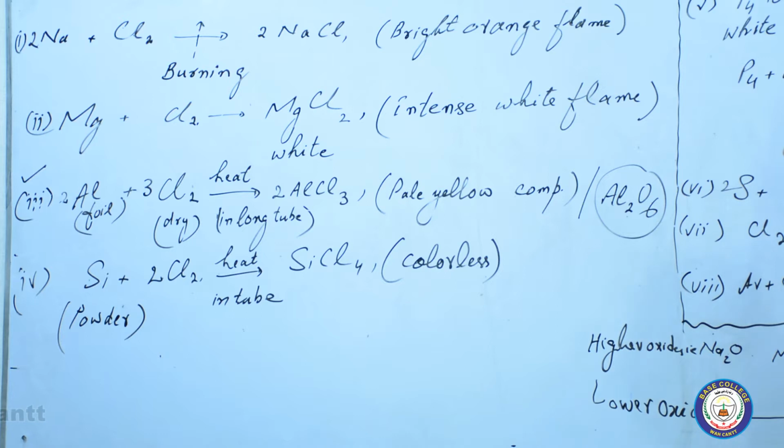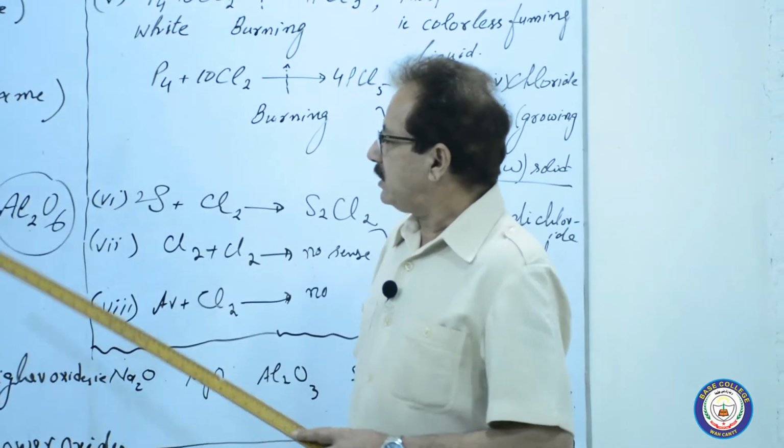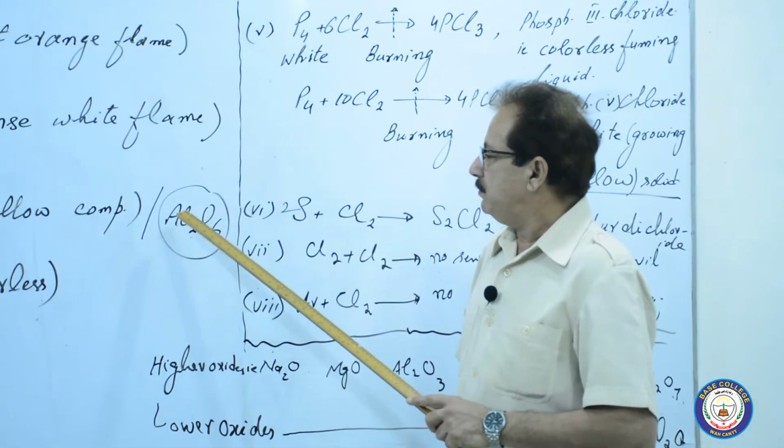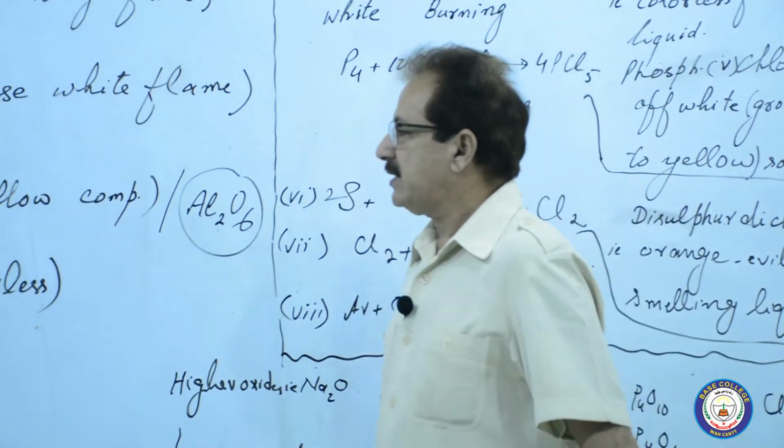Pale yellow compound. And I have already told you Al2Cl6 is also the same product. Same. We will discuss this one in the next topic.